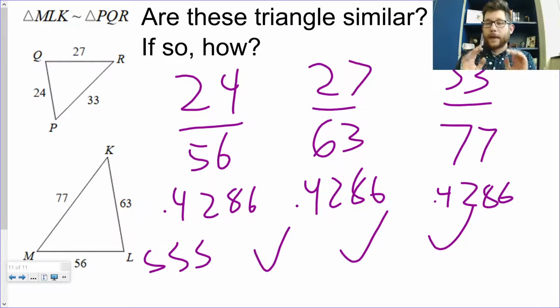All right, so big idea here. Angle, angle, side, angle, side, side, side, side. Those are the ones that work. All right, you have to set up your sides in a calculator to check to see if they are proportional or not. This wraps up our first lesson on proving triangles similar.